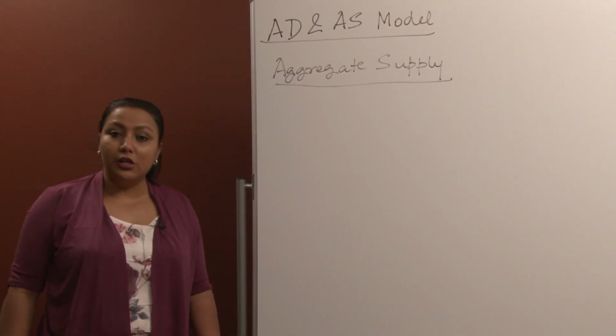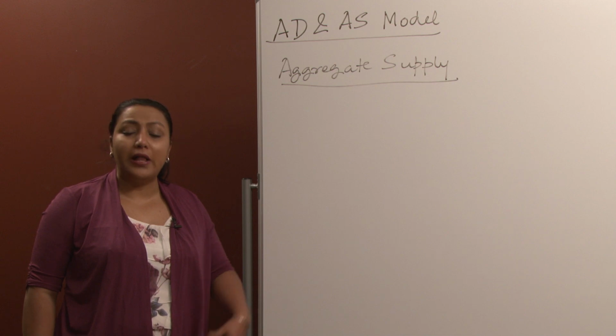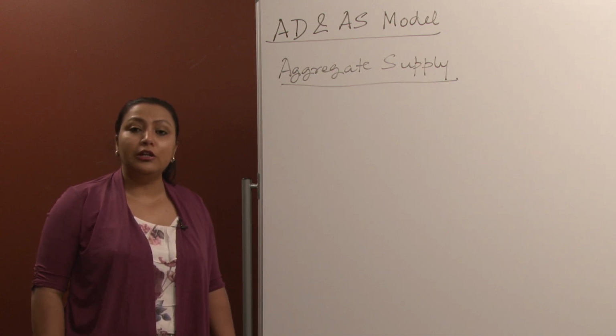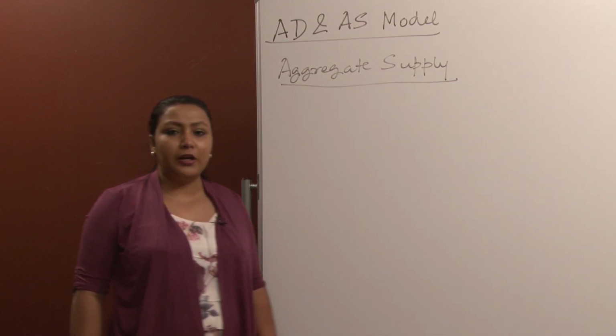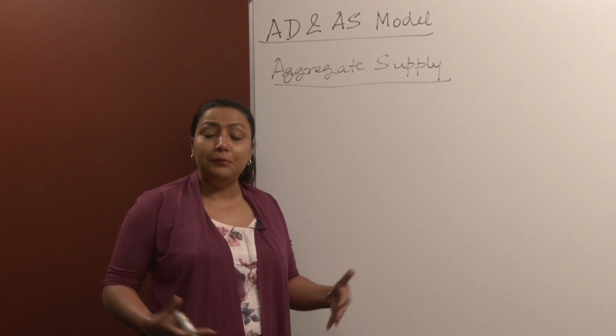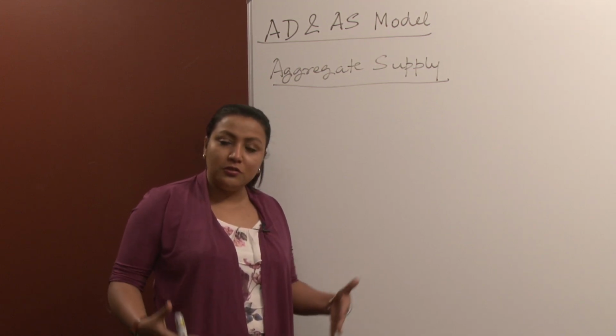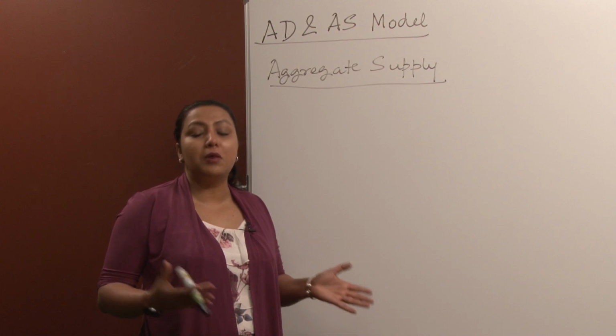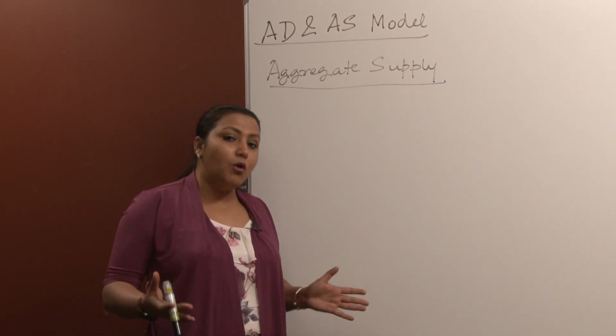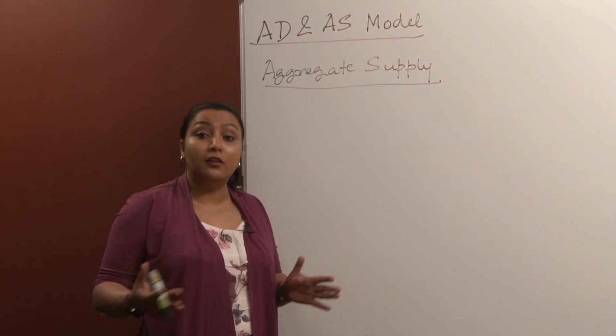Then we also looked into the four effects. We talked about the real balance effect, we talked about the wealth effect, we talked about the interest rate effect, the foreign income effect, and we also talked about the expectations of consumers and producers in the form of optimism and pessimism, and we saw what was the impact on the aggregate demand curve.